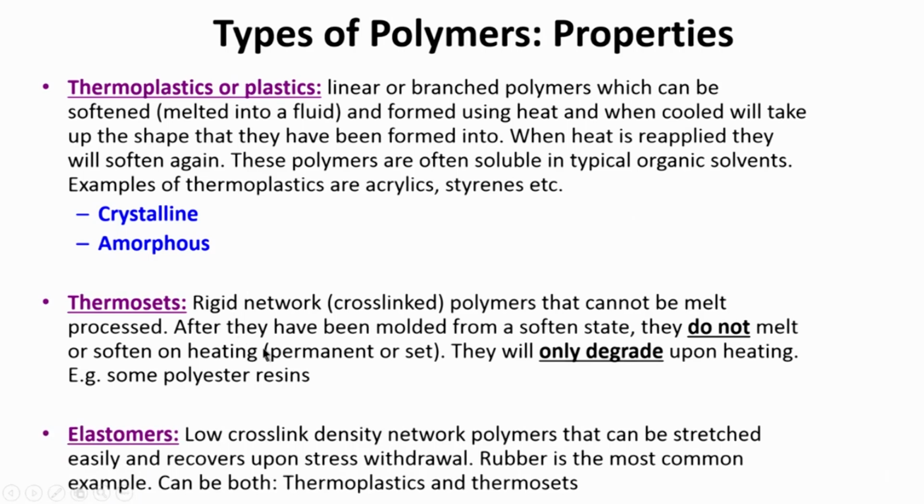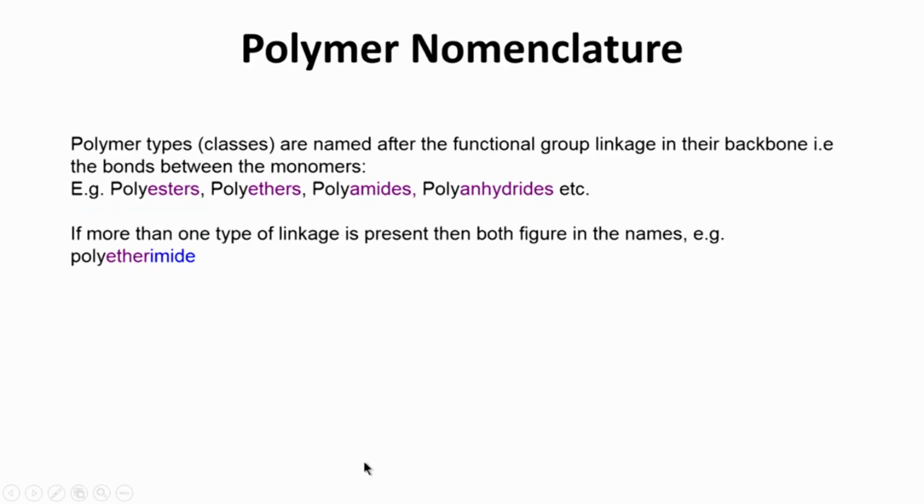And then finally, we have elastomers. These can be both the thermoplastics or the thermosets, but essentially what they are is they have very low cross-link density networks, and these can be stretched. So, something like the rubber in your tire is one of the most common examples of such kinds of polymers.